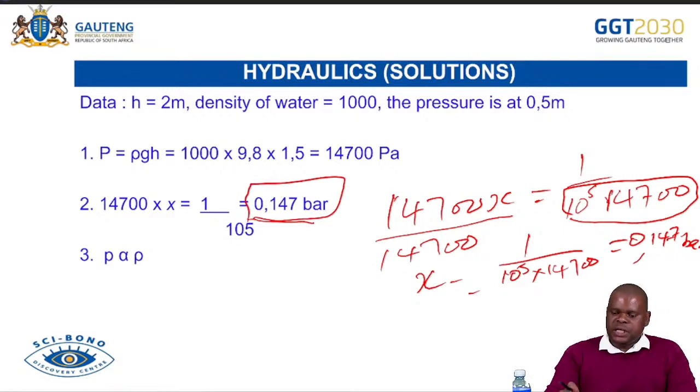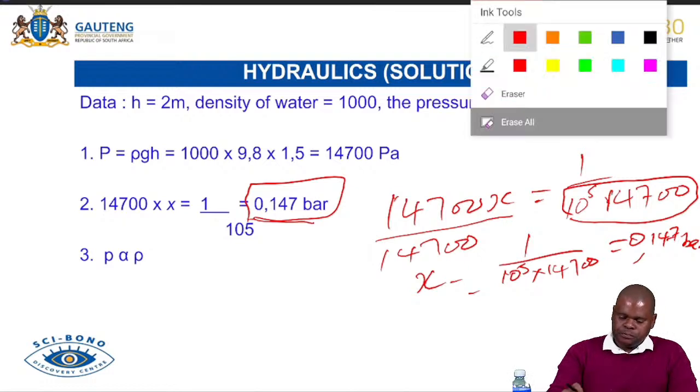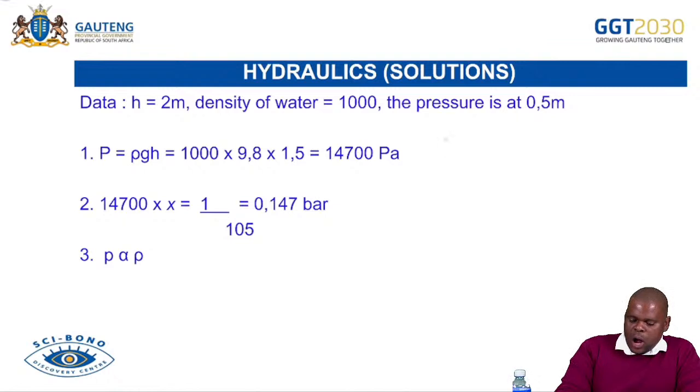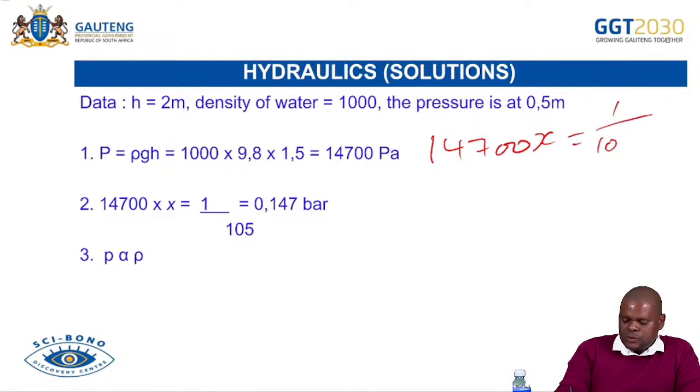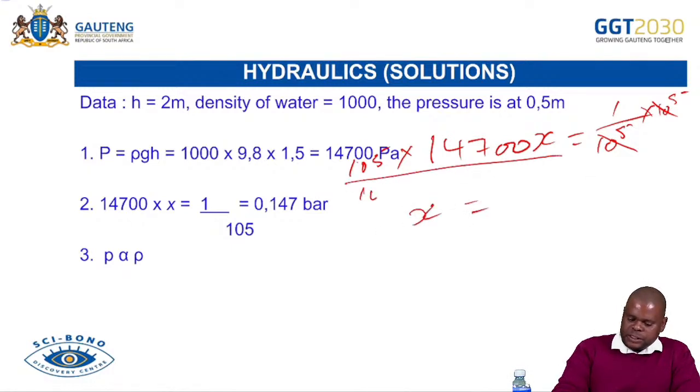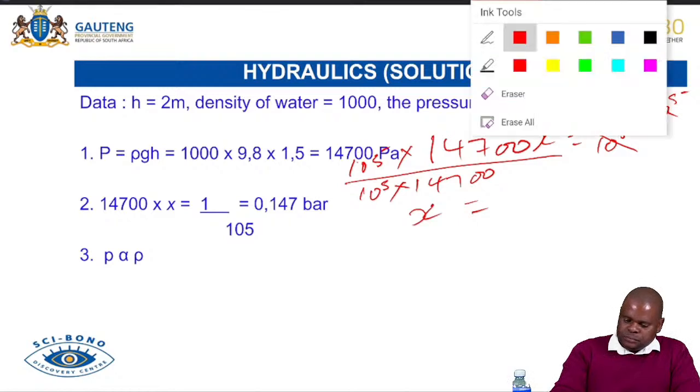Or alternatively, you can do it like this. You have 14700x is equal to 10 to the exponent 5. Then what you do is multiply by 10 to the exponent 5 on this side, and then this one will cancel this one. Then your x will be, you divide 10 to the exponent 5 multiplied by 14700. You divide by that on both sides. Then you'll be having, after you have 1 here, what?